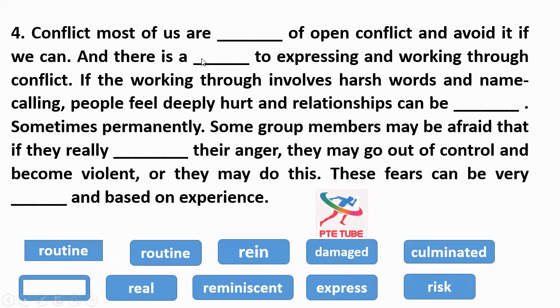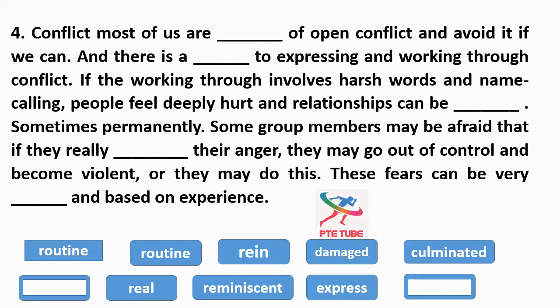And there is the word "a", which always comes before a noun. A is an adjective. It comes before a noun, and there is a dash of expressing, a noun. Routine, rain, damage. No, damage is not a noun. Culminated, not a noun. Real, okay. Reminiscent, no. Express, risk. And there is a risk of expressing. Risk matches the best. There is a routine of expressing, no. What matches best among the nouns is risk. If we express, there is a risk. There is a possibility of having a risk, is what it means.